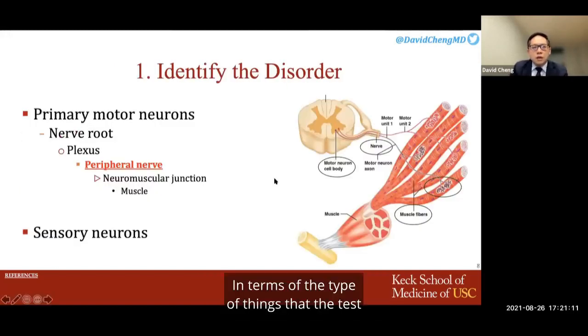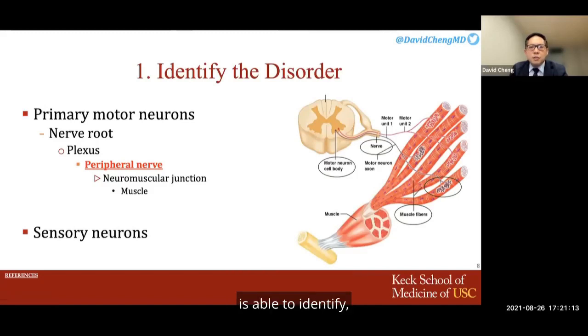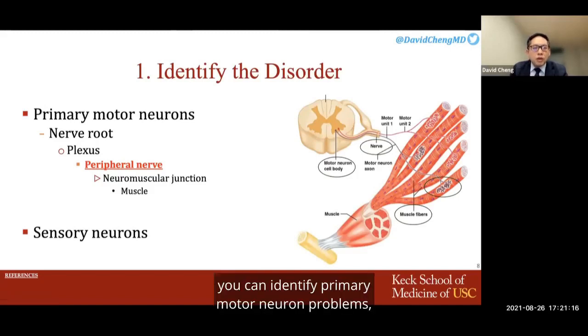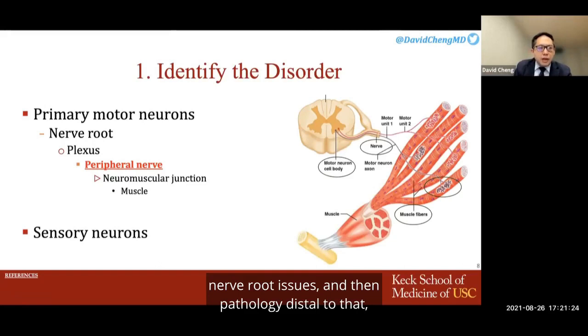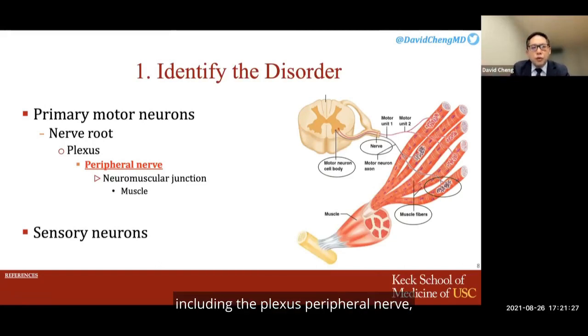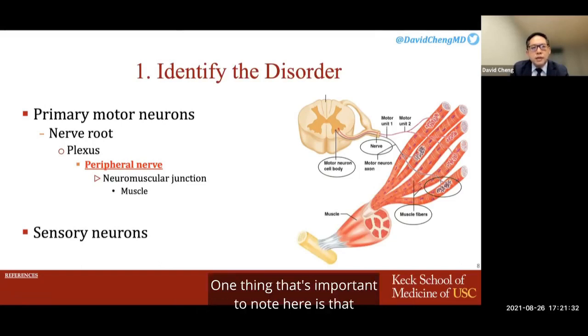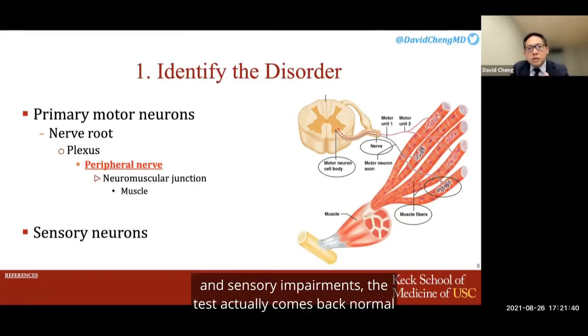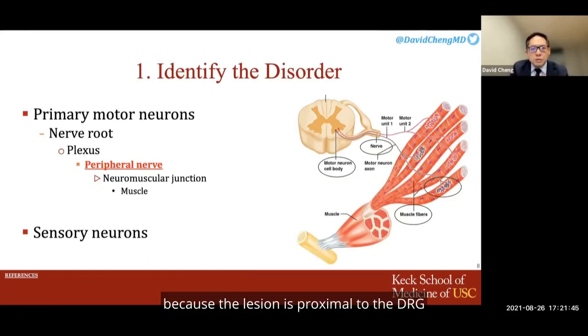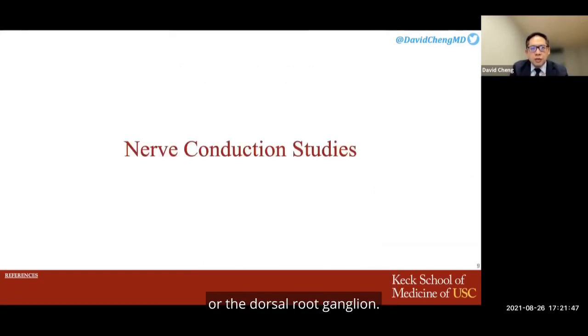In terms of the type of things that the test is able to identify, we can identify primary motor neuron problems, nerve root issues, and then pathology distal to that, including the plexus, peripheral nerve, neuromuscular junction, and muscle. One thing that's important to note here is that in radiculopathy, even patients with this type of problem and sensory impairments, the test actually comes back normal because the lesion is proximal to the DRG, or the dorsal root ganglion.